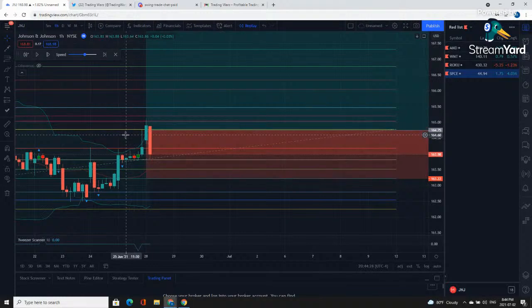Do you share your scanner in the swing page chat? Yes, I do. I have my scanners in the swing room.